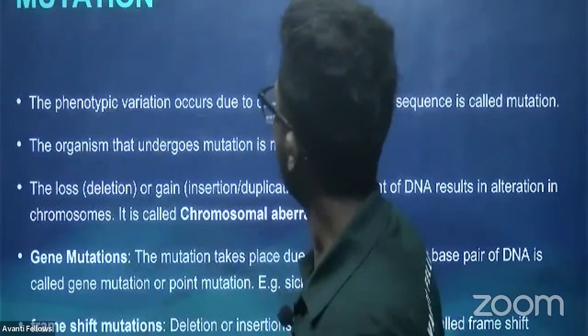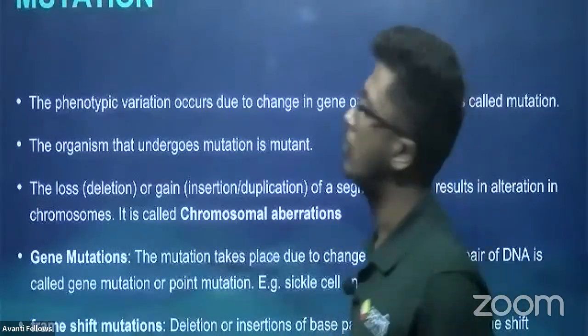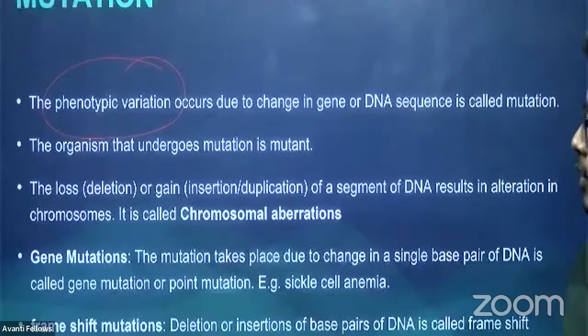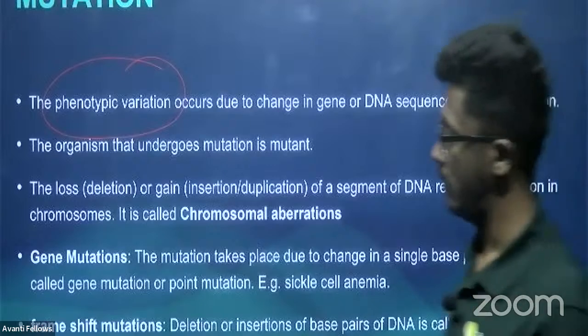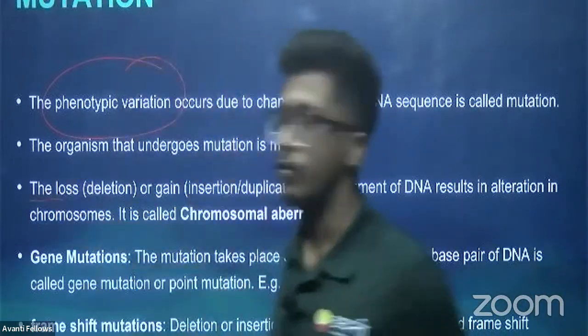Okay, so whenever you have a sudden change in the genotype, what does it lead to? It leads to a change in the phenotype. Okay, got it? So this is an organism, and this is called a mutation. Now, how does a mutation occur? A mutation can occur due to a loss. So what is a loss?